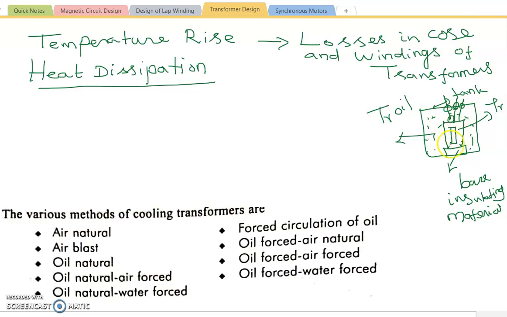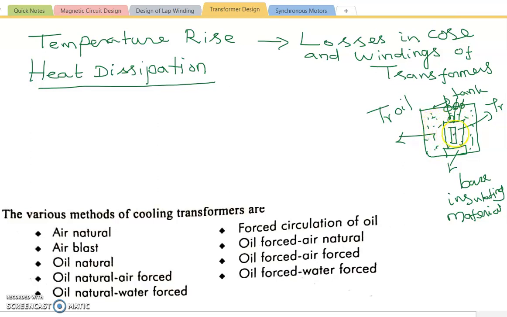The transformer core and winding will be there inside the transformer, and this entire structure will be kept inside the transformer tank in the transformer oil, because the transformer oil has a high heat dissipation capacity as compared to plain air. That is why the entire transformer is kept inside the transformer oil instead of air or some other cooling medium. This transformer oil is the best cooling medium as compared to any other medium. So this is how the transformer is in operation.